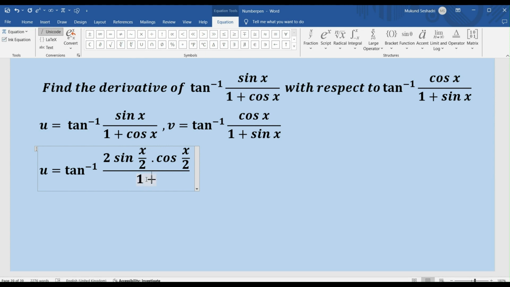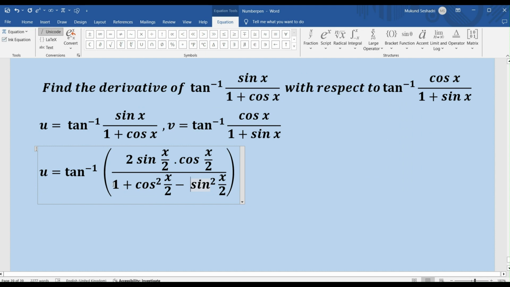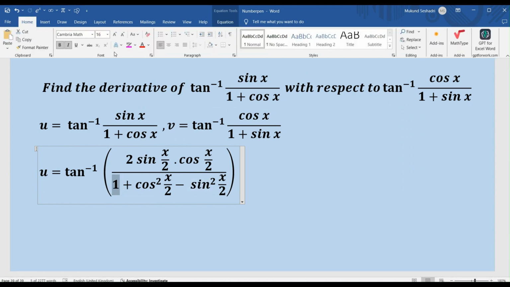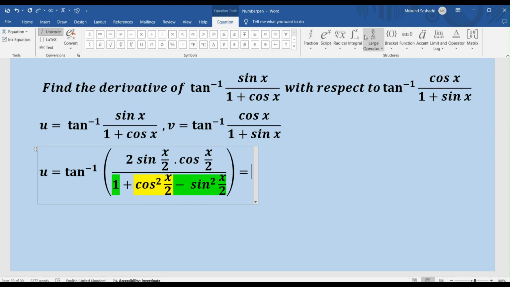And similarly, when cos 2 theta equals cos squared theta minus sine squared theta, my cos x can be written as cos square x by 2 minus sine square x by 2, right? And therefore, I can combine the 1, let me highlight it in green, with the minus sine square x by 2, and then add it with cos square x by 2, let me highlight it in yellow. So what do I get? My 1 minus sine square x by 2, which is the green expression, is nothing but a cos square x by 2. I add it with the expression in yellow, which is also a cos square x by 2.